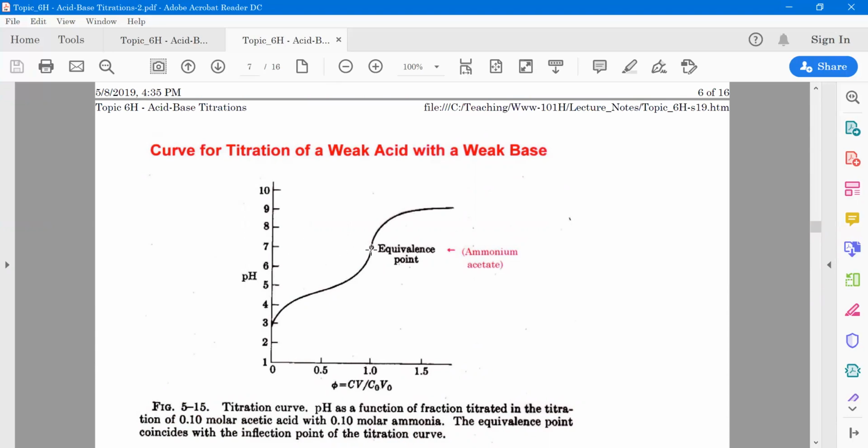But that's purely coincidental. It's based on the fact that the Ka and the Kb of acetic acid and ammonia numerically are equal to each other.